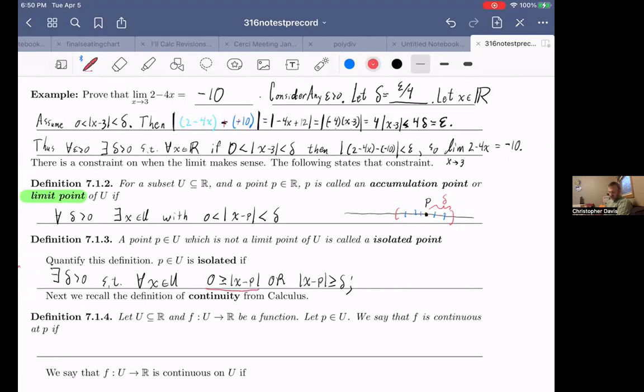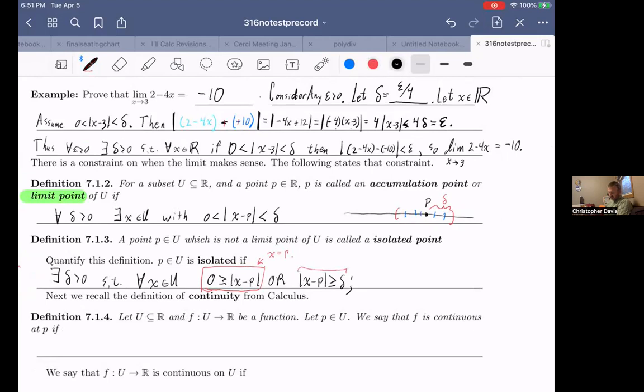So this says that there exists a positive number delta such that no matter what x you pick in U, either, let's take a look at this. That just means x is equal to p, right? X minus p in absolute value can't be negative, so it must be equal to 0 if that is true. Or it's kind of far away.